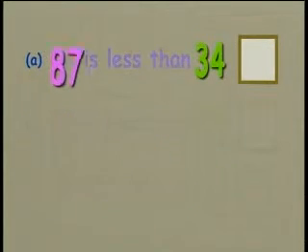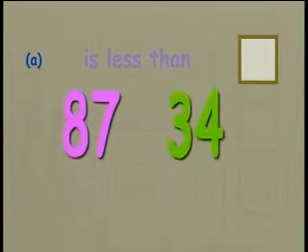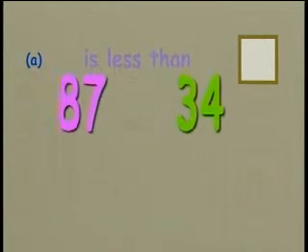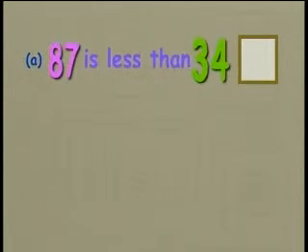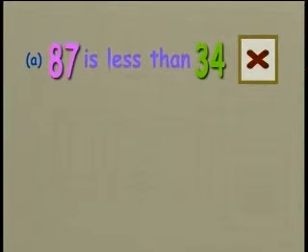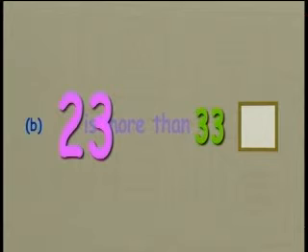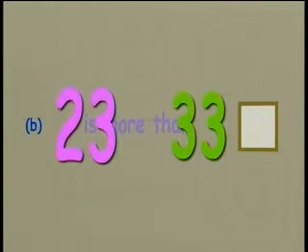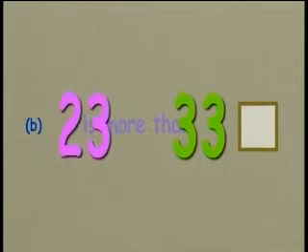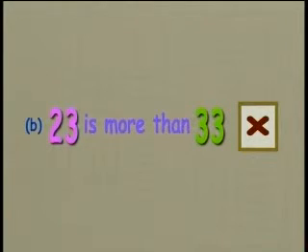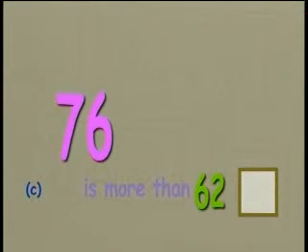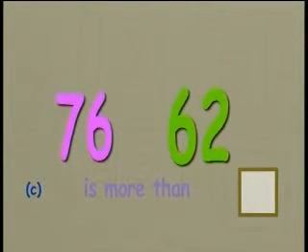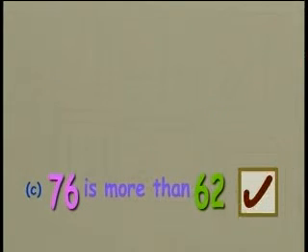In A, is 87 bigger or smaller than 34? Yes, 87 is bigger than 34. So, it cannot be less than 34. So, the sentence is wrong. In B, is 23 bigger than 33? No, it's not. 23 is not more than 33. Here, again, the sentence is wrong. In C, 76 is bigger than 62. That means 76 is more than 62. So, the sentence is right.